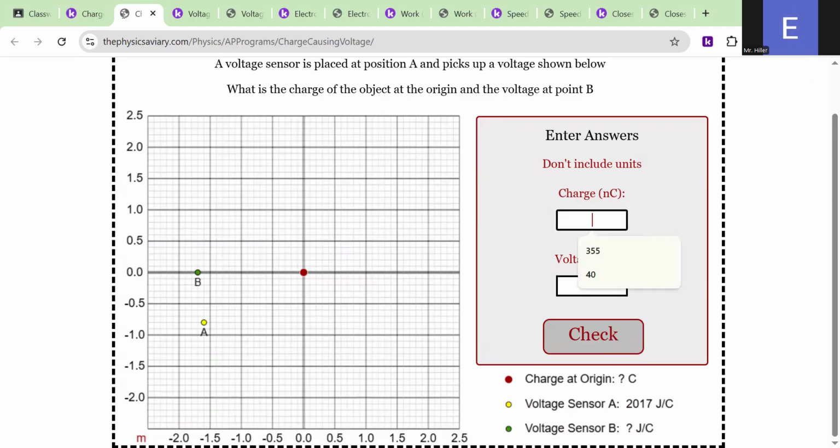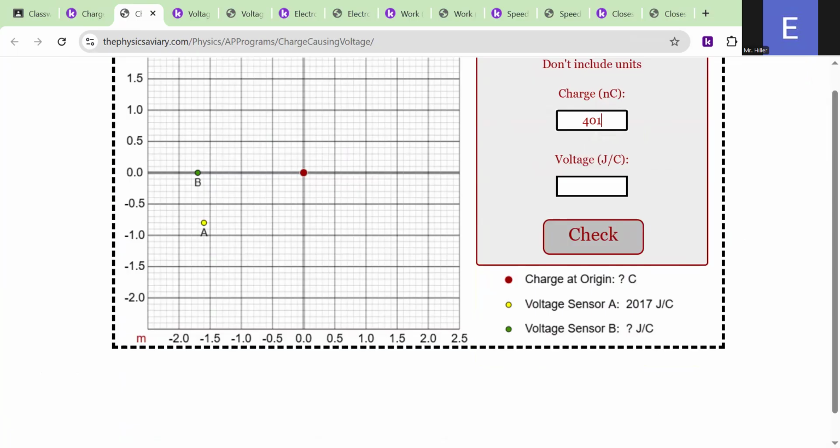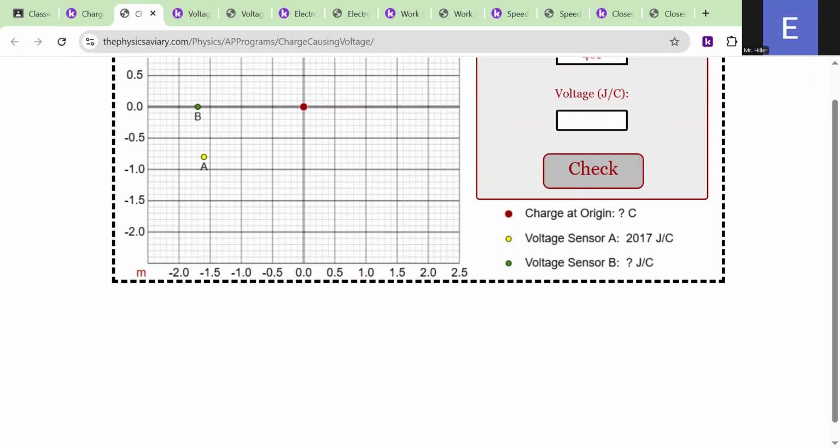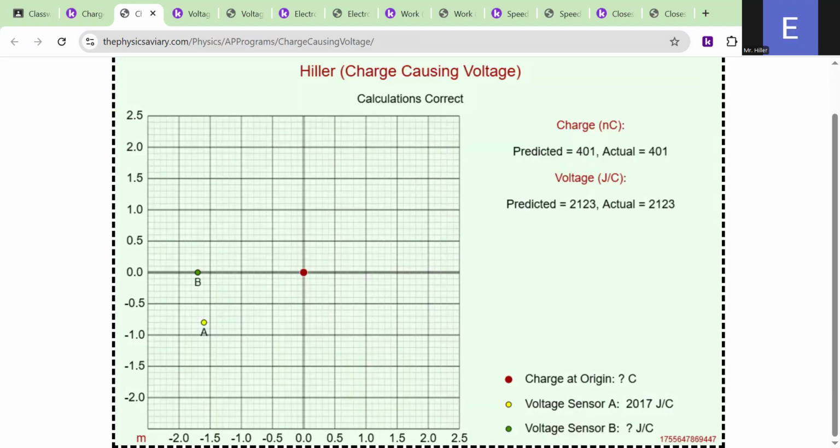My charge was 401. My voltage was 2,123. And there you go. Hopefully you were able to get question 1 correct yourself. If you didn't, go back and try again. If you did, let's move on to question number 2.